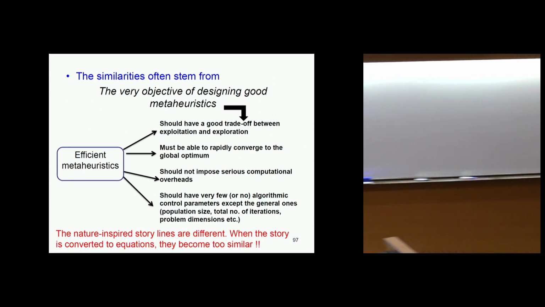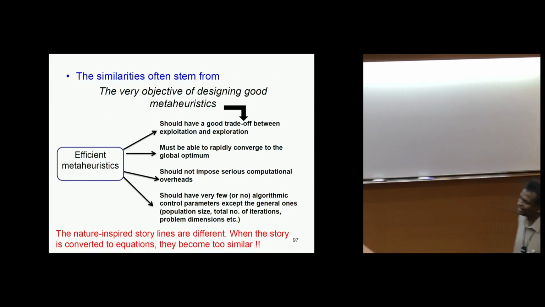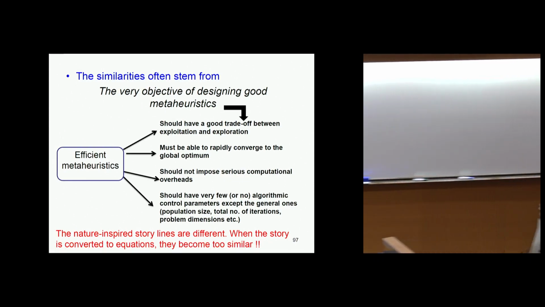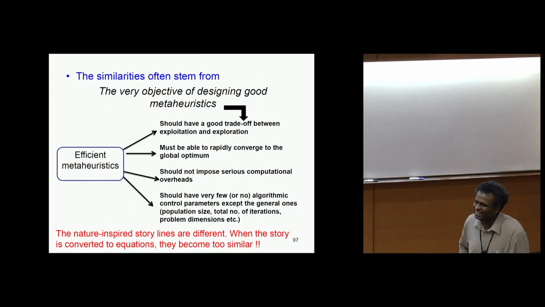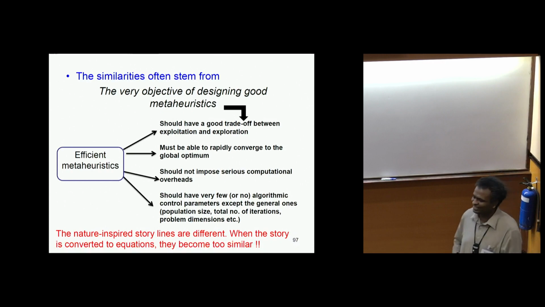Nature inspired methods have different storylines, but when you convert the storylines to equations, they become very similar to each other. So in the cuckoo algorithm, how does the Levy distribution come in? Not sure. I told you I had to read it with you, I think. So if you want, I can check it later on and tell you.